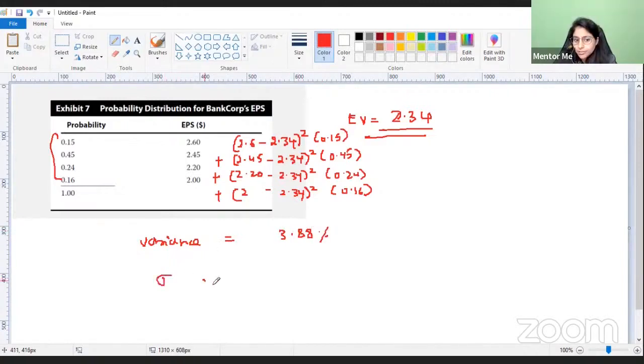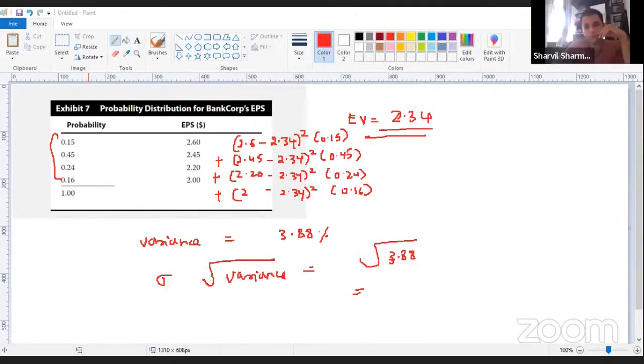Standard deviation is the square root of variance. So we will calculate the standard deviation of this. We will take 3.88 and take its square root. What is the square root of 3.88? 1.96. 1.96, 1.969, to be more precise.